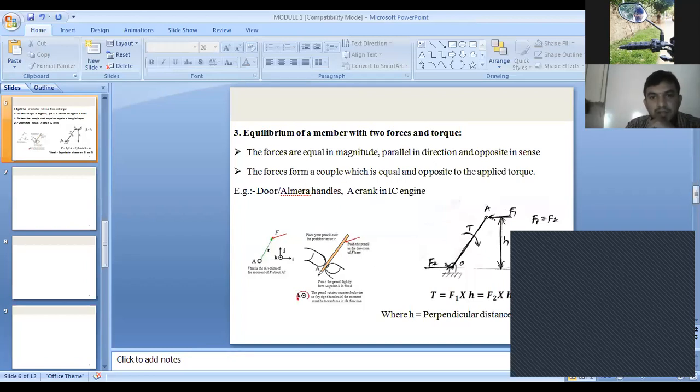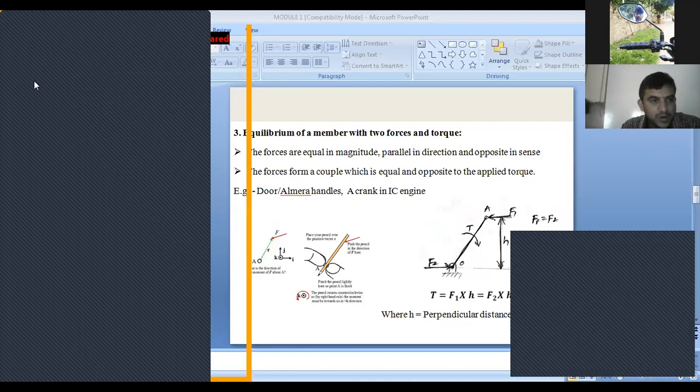Sir, when we open the laptop. You open the laptop. Okay, when you open the laptop, there are two forces on the top and a torque. Yes, sir. Next.